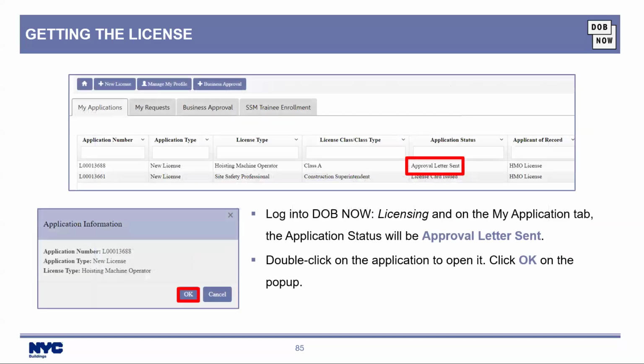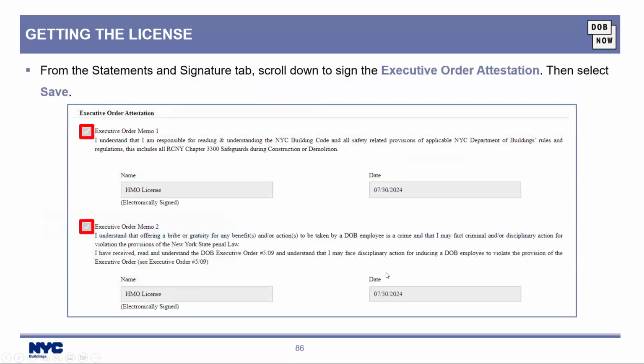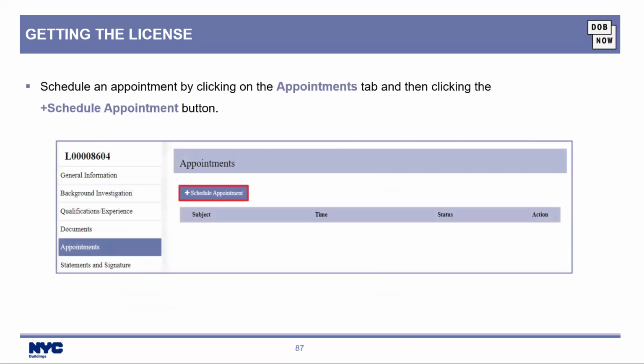So you're going to log into DOB Now Licensing, and on the My Applications tab, which is the default one, you'll see that your application status will be listed as Approval Letter Sent. You need to double click on the application to open it and click OK on the pop-up. Now, in the Statements and Signatures tab, there's a new attestation that you must complete, and that is the Executive Order Attestation. You need to attest to Executive Order Memo 1 and Executive Order Memo 2. Then you'll select Save.